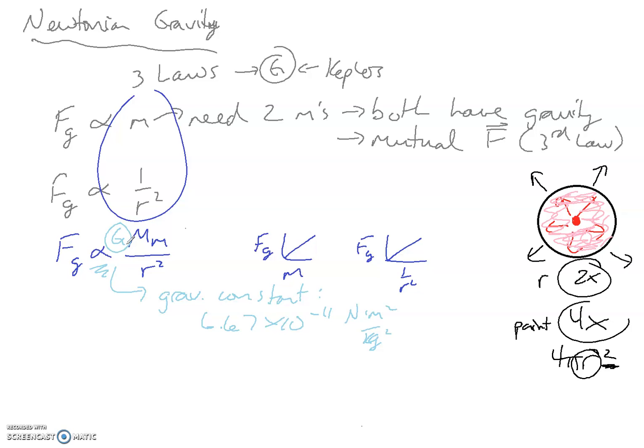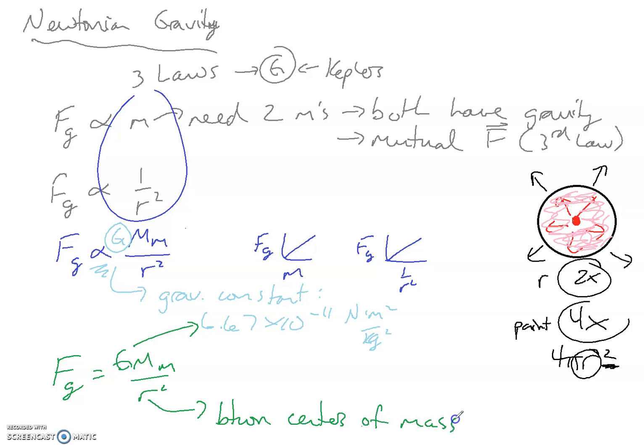And that's how we can actually calculate the force of gravity. So if we put it together, the force of gravity would be G m M over r squared, where G is the 6.67 times 10 to the negative 11. Now, one of the tricky things that you've got to be careful of is that radius. That radius is between the centers of mass. So you have to go from the center of mass to center of mass for the radius.